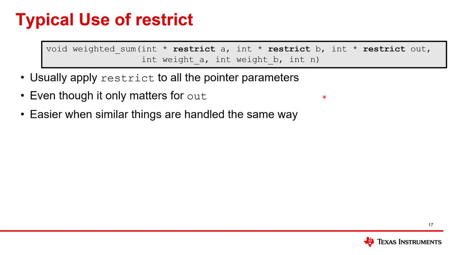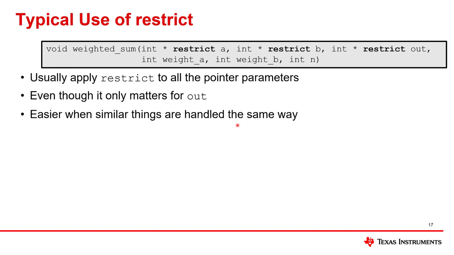While the compiler diagnostic said to apply restrict only to out, and that's really all that's absolutely needed to get the performance we deserve in this particular example, in practice, the restrict keyword is applied to all the pointer parameters to a function. And the reason is, it's just easier when similar things are handled the same way. It's just more consistent, makes your documentation more consistent.